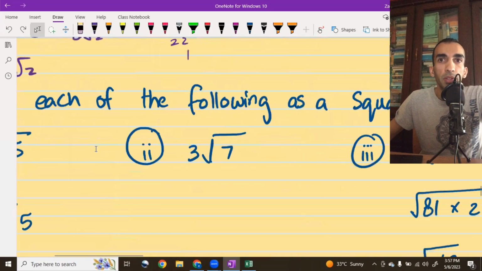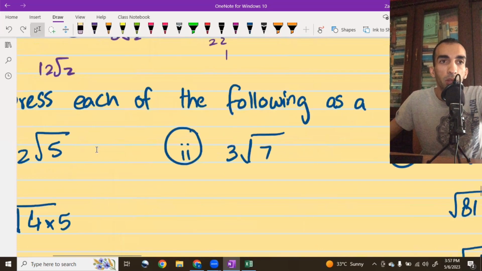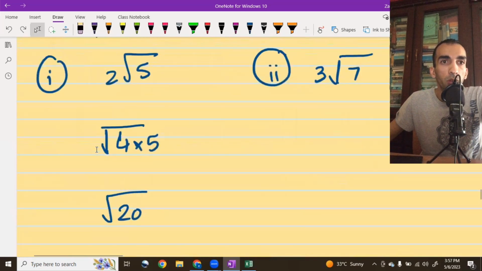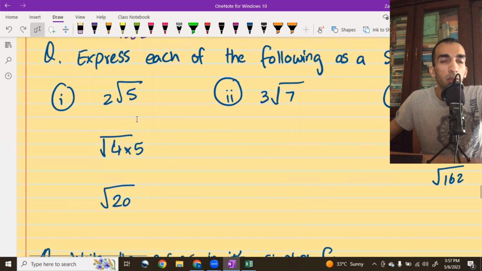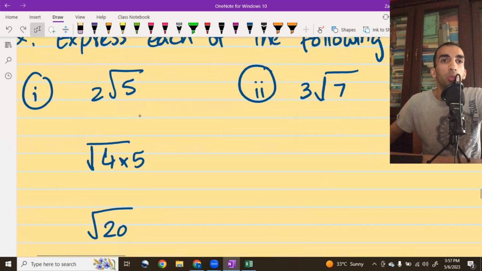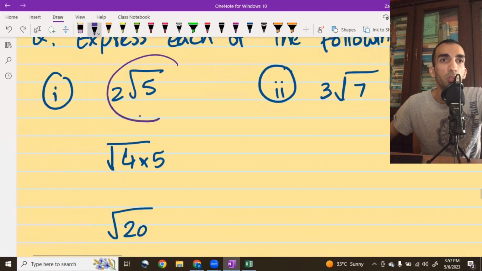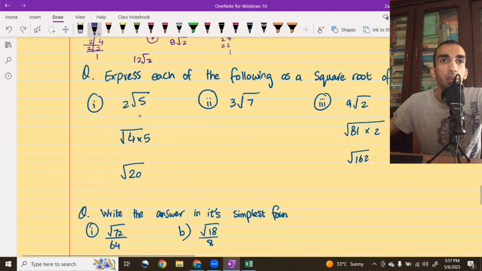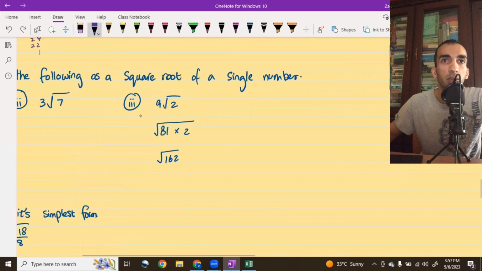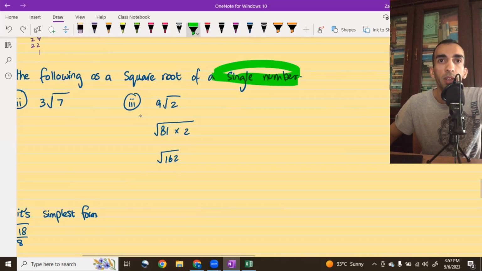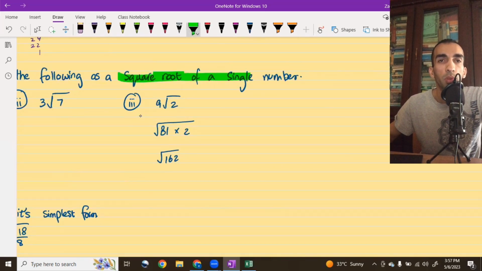To express each of the following as the square root of a single number, I've solved the first question for you, I guess. Yes, I have. So, what's happening over here? We're supposed to change 2 square root of 5 into the square root of a single number. Do you understand what we're supposed to do over here?